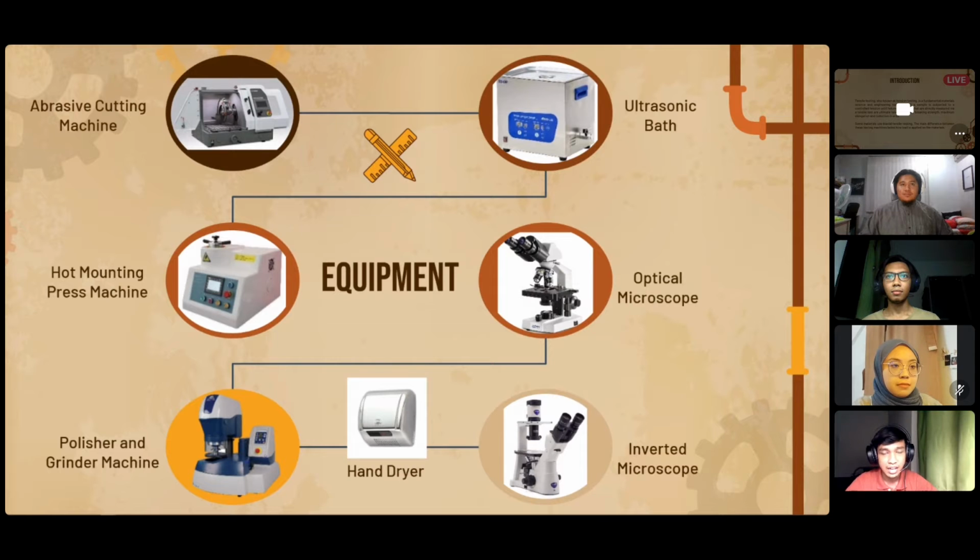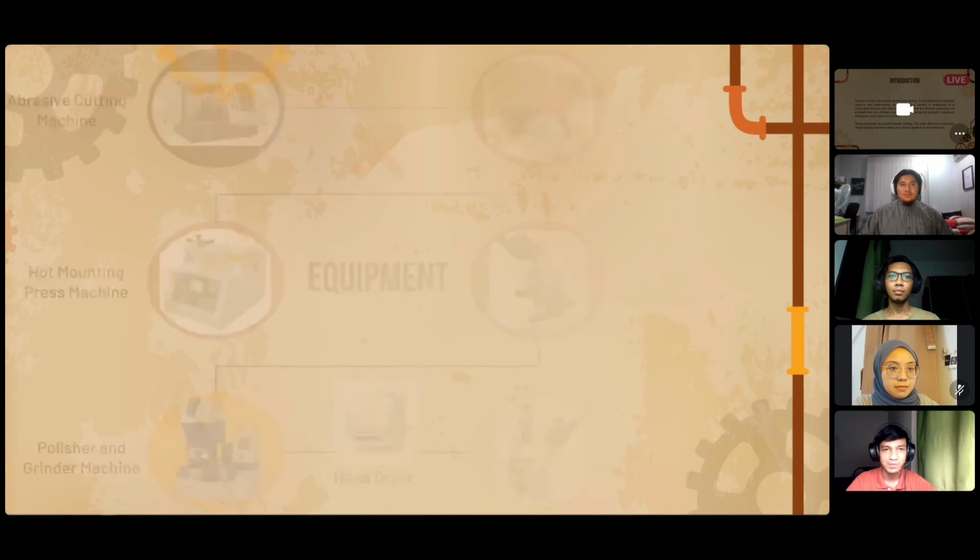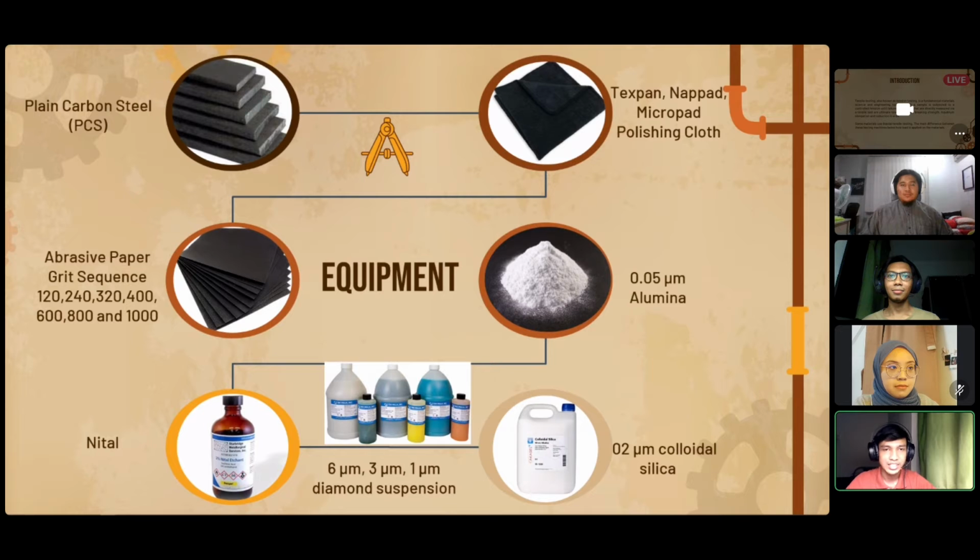Okay, there are 7 equipment in this task. First is the abrasive cutting machine. Second, ultrasonic bath. Third, hot mounting press machine. Fourth, optical microscope. Fifth, polisher and grinder machine. Sixth, hand dryer, and the last one is the inverted microscope. Okay, this is the equipment for running this task.